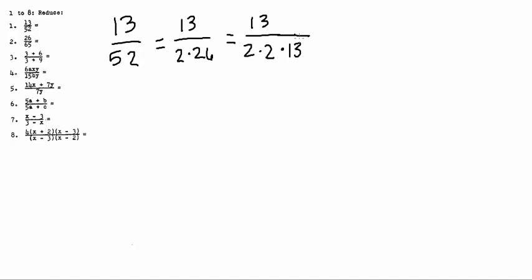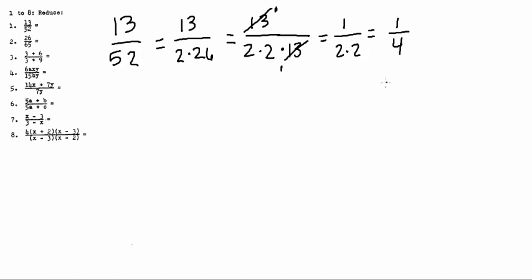We notice that the numerator and the denominator have a common factor of 13, and that means that we can actually cancel those out. So if we cancel this and cancel this, they basically each become a 1, and this gives us 1 over 2 times 2, which is equal to 1 over 4.